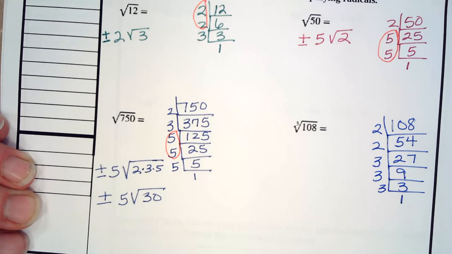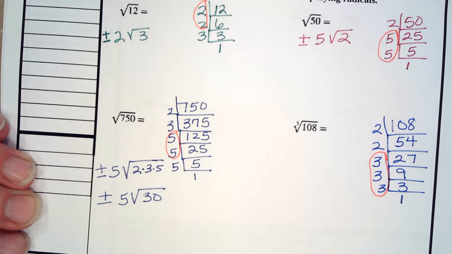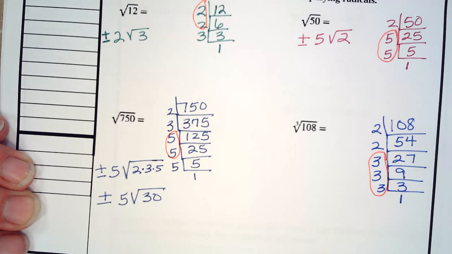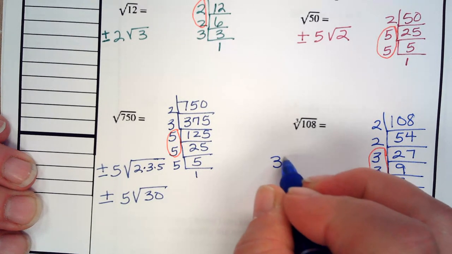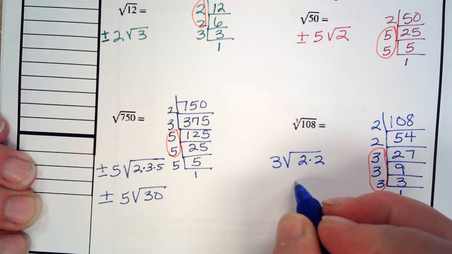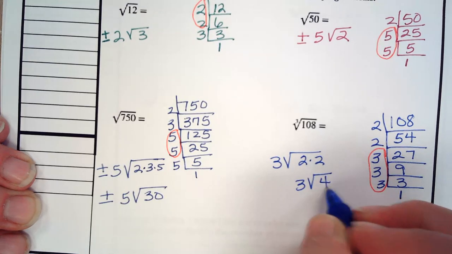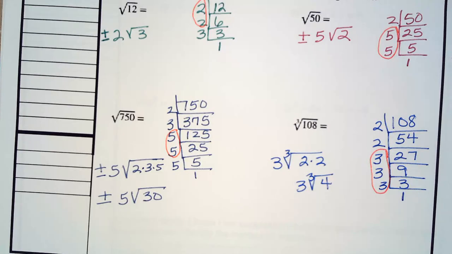For the cube root, for the third root, you are looking for 3 of a kind. Remember, this one is not positive or negative. It is simply positive, because you can take the cube root of a negative number. So this is 3 cube root of 2 times 2, 3 cube root of 4. And that is the cube root, not the square root. Put the cube root up there and we're in good shape.